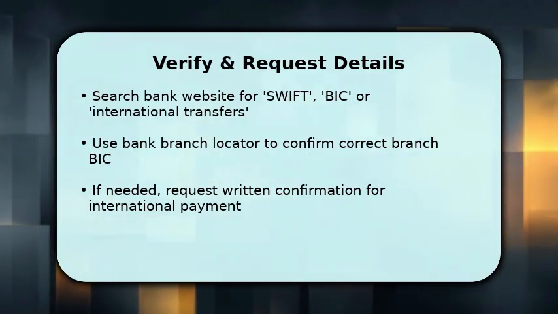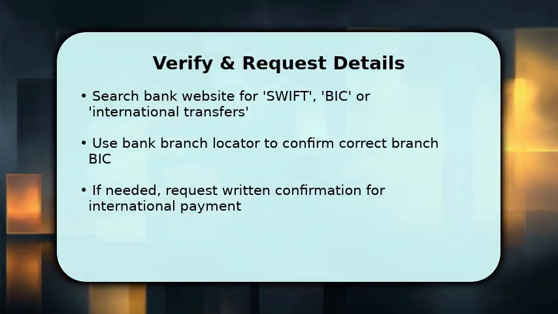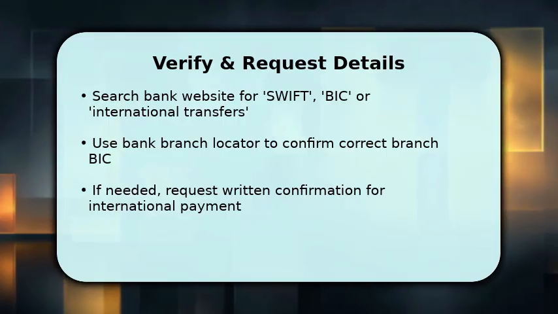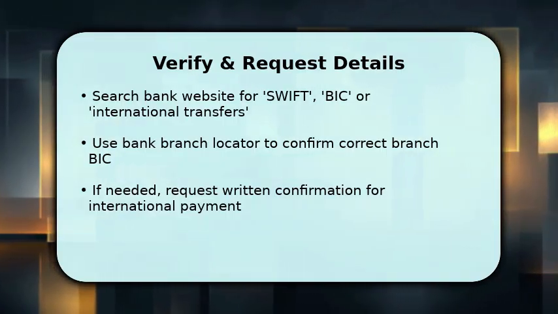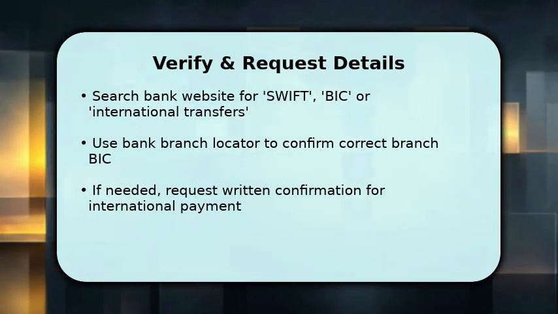You should also request written confirmation, email, or secure message so you have the exact code and any required intermediary bank details. If the bank uses a central SWIFT for all branches, they'll tell you. If not, insist on the branch-specific code.